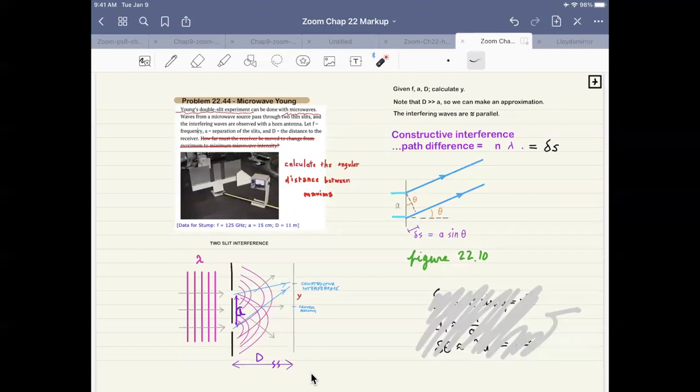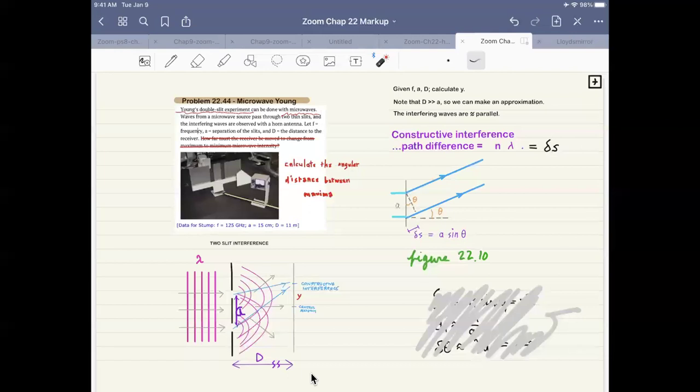And if that's an integer number of wavelengths, then you'll have constructive interference. So here's the equation for constructive interference. The path difference is n lambda. And there's no extra phase change from reflection because there's no reflection here. Just waves passing through these two slits. So the condition for constructive interference is n lambda equals delta s. The smallest delta s would be lambda, delta s.